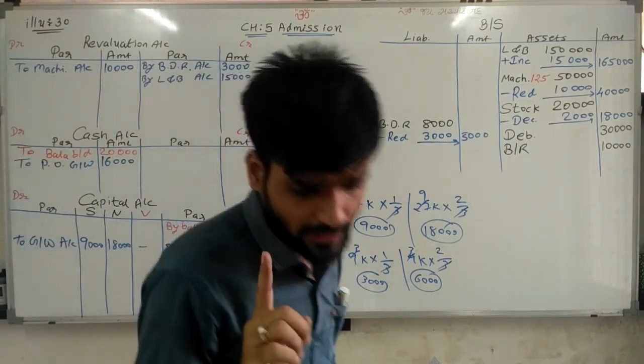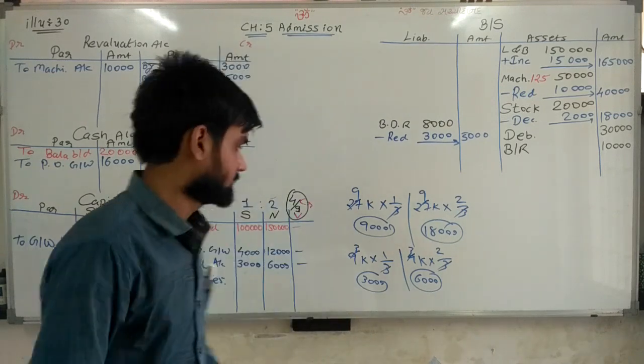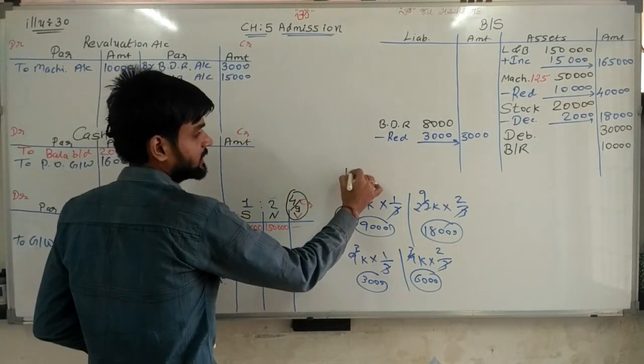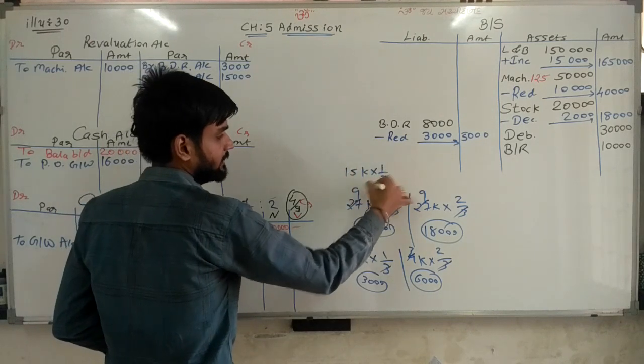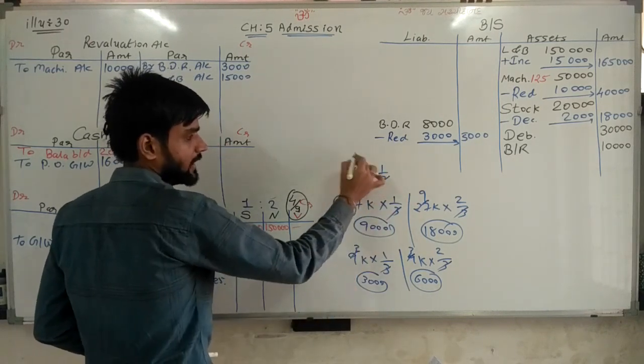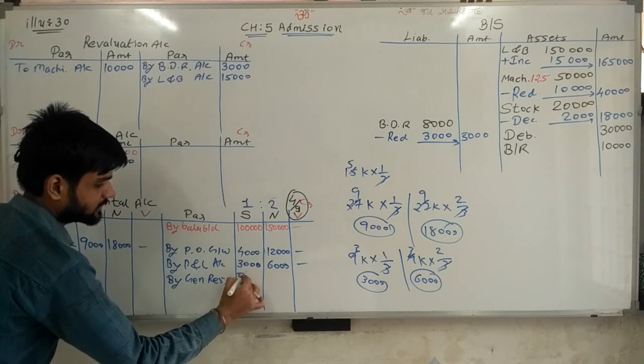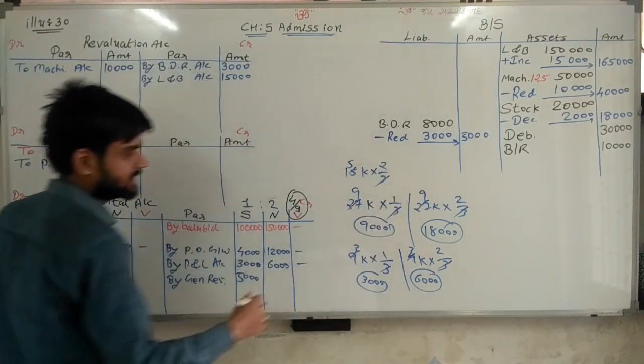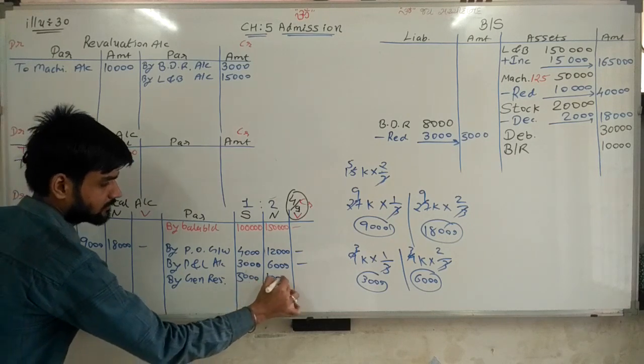So general reserve given is 15,000. Now again calculating in the ratio 1:2. So 15,000 into 1 divided by 3: 5 threes are 15, so 5,000. And in the same way, 2 divided by 3: 10,000.